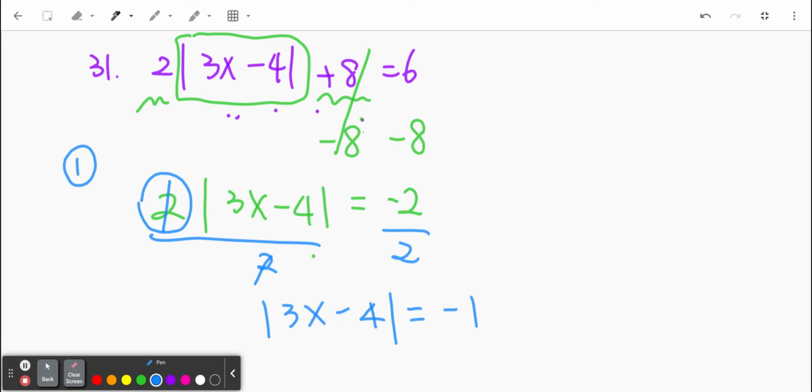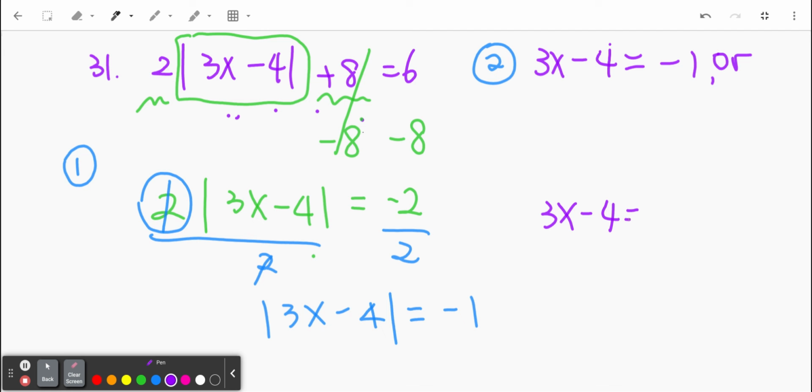Isolate the absolute sign. Second step, get rid of the absolute sign. So how do we get rid of the absolute sign? Basically, get rid of it, but 3x minus 4 is going to equal the positive and negative of that value. Originally it's negative 1, so we keep it negative 1. Or there's a second one: 3x minus 4 equals what?